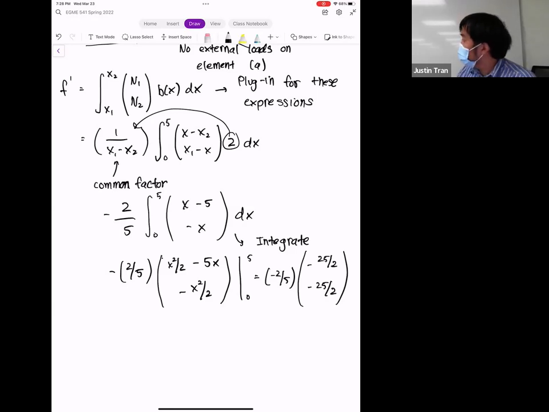All right. Now that we have these, we can just multiply our constants through. We have a minus 2/5 out in front, so the 2 is going to cancel there, the minus signs are going to cancel out, and the 5s are going to cancel out on top. And so we end up with an element forcing vector that's just 5 and 5.